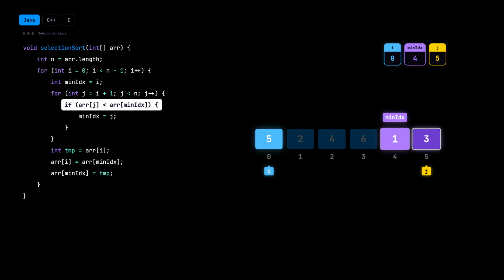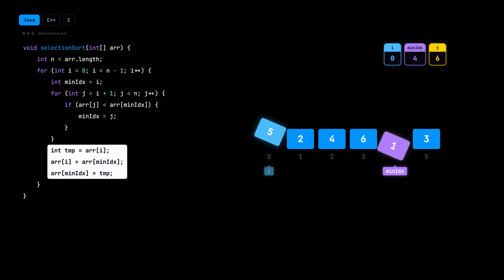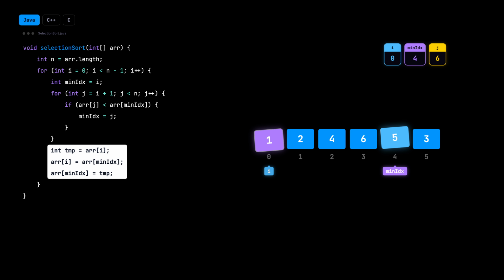Last one. j at index 5. Is 3 smaller than 1? No. The scan is done. 1 is the minimum. Now swap. 1 and 5 trade places. 1 is locked at the front and it will never move again.